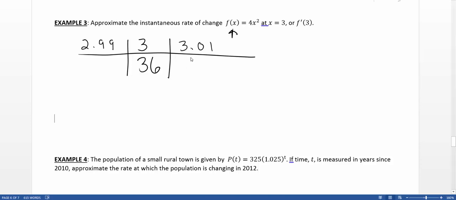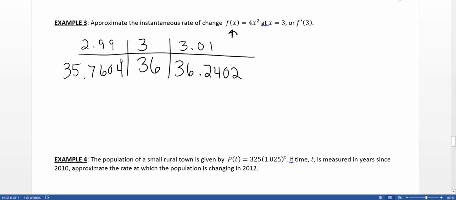When I plug in 3.01, I get 36.2402. I was expecting something fairly close to 36 because this function is continuous and I didn't change the independent variable by that much, so I wasn't expecting the dependent variable to change all that much either. Similarly, if I plug in 2.99, I get 35.7604.